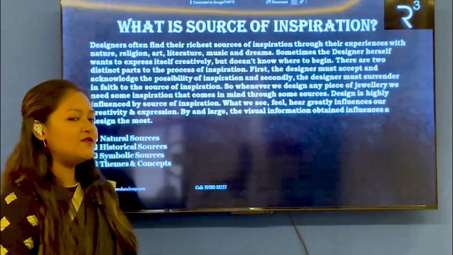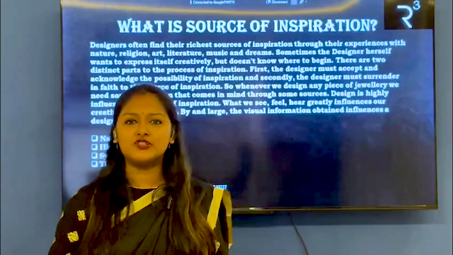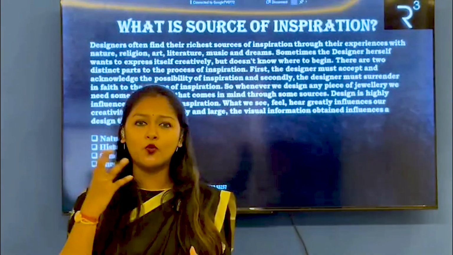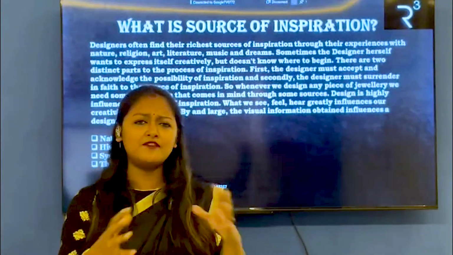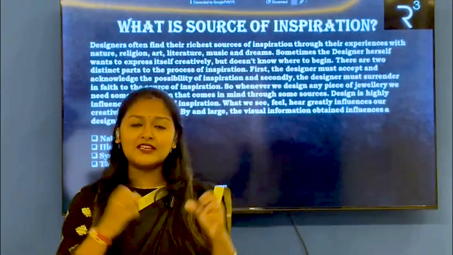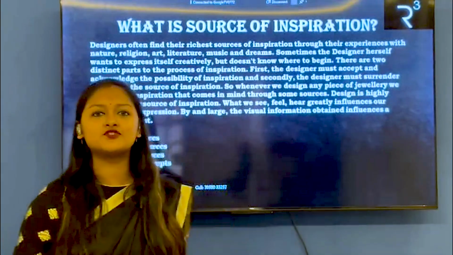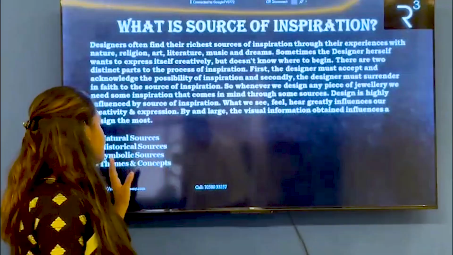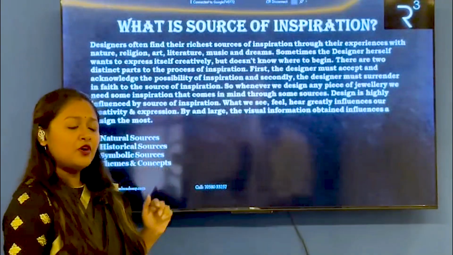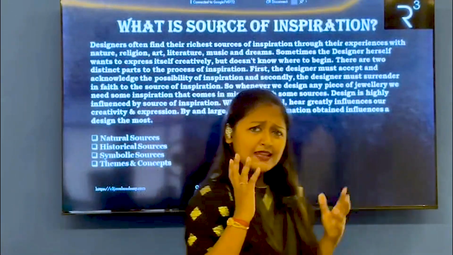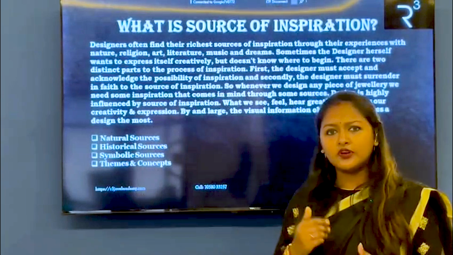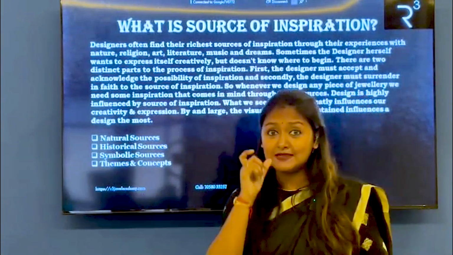Historical source is when we extract something from the histories, from the books of histories, from the worlds of histories, from anywhere from history. When we extract something from the history, that is historical source. Number 3 is symbolic source. Now, symbolic source means any kind of symbol. It can be your zodiac sign, it can be any symbol.